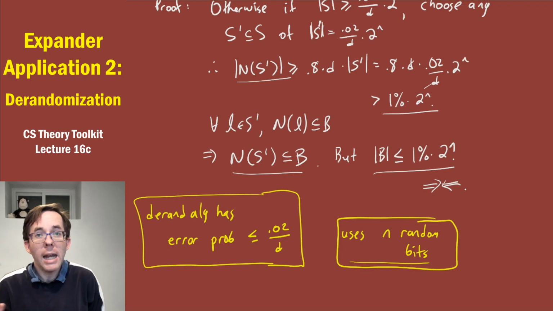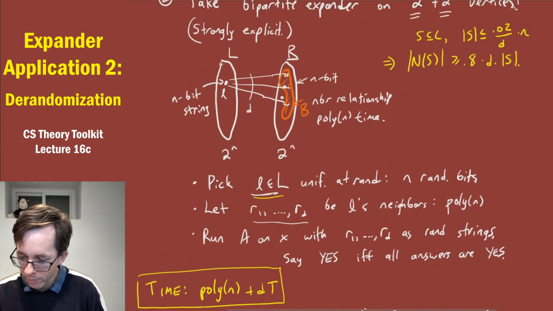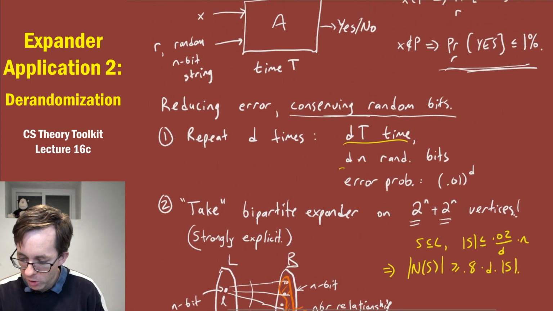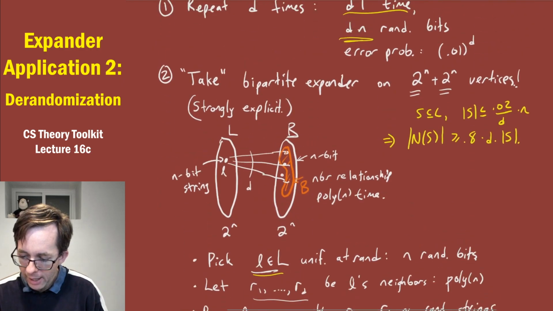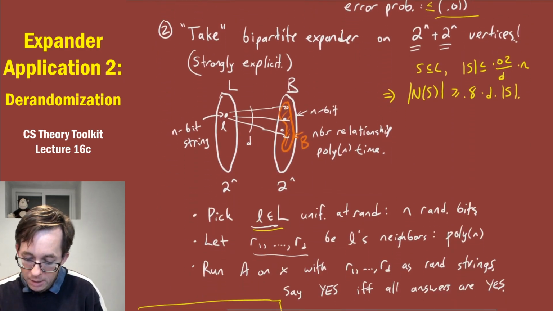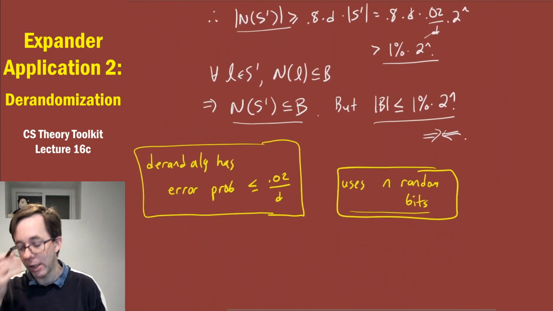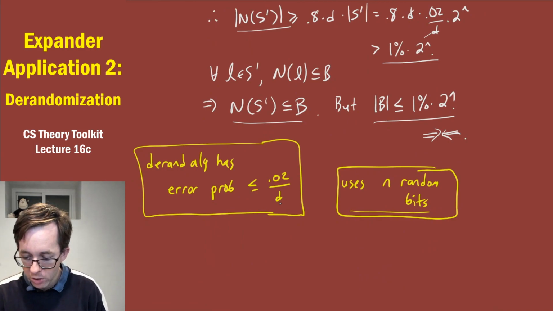We didn't use any more random bits than just a single run of the algorithm needs, which is kind of amazing. Compared with the naive algorithm, which uses d times n random bits. And okay, we don't get the error probability down to 1% to the power of d. We get it down to more like constant over d, rather than exponentially small in d. Okay, we get it down to 0.02 over d.